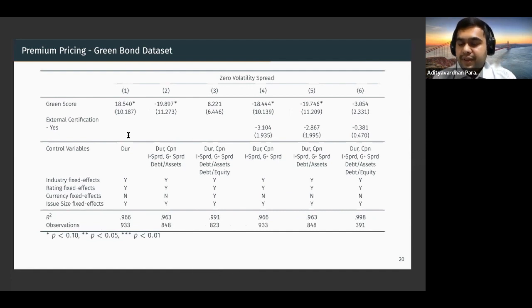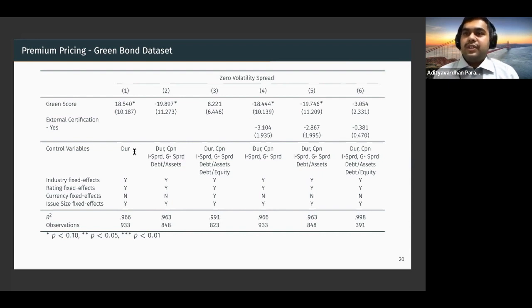So after finding out about savings in interest cost, the next key point is whether the green bonds are issued at a premium. There is existing literature which states that green bonds have a premium in primary as well as secondary markets. So we try to analyze whether the greenness of bonds impacts the green premium, that is, premium pricing in primary markets. We predict that greener bonds would have lower zero volatility spreads, which lead to higher prices in primary markets.